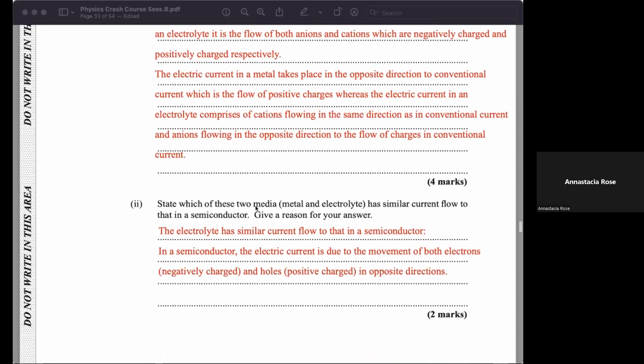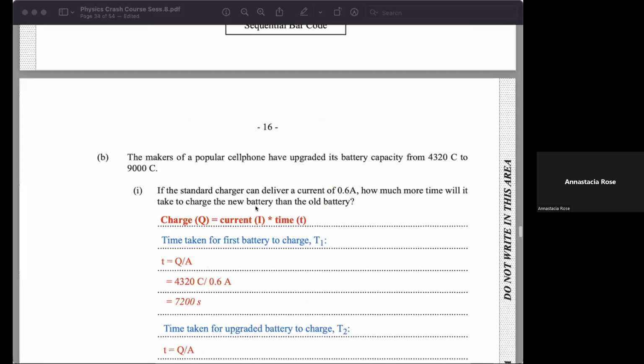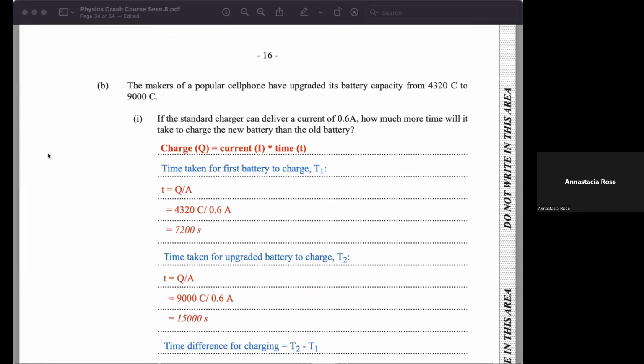The question says that the makers of a cell phone have upgraded the battery capacity from 4,320 coulombs to 9,000 coulombs. Now, the standard charger has a current of 0.6 amperes, and you're asked to calculate how much more time it takes to charge the whole battery.